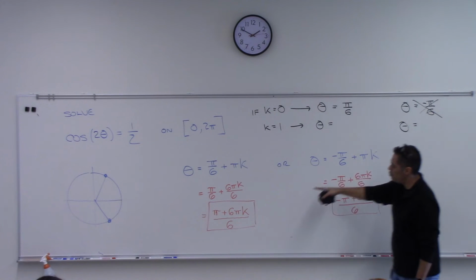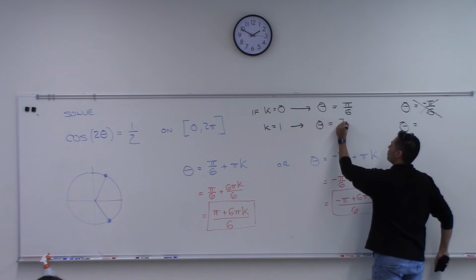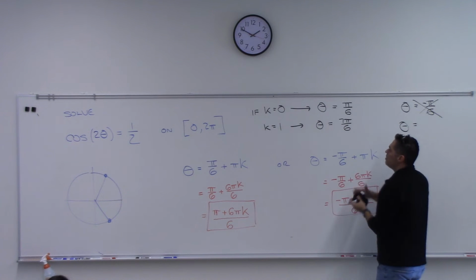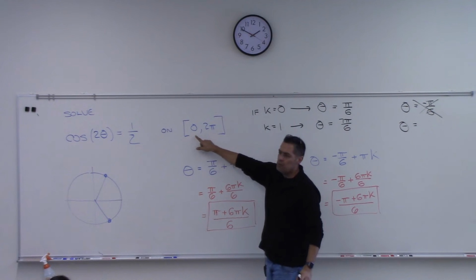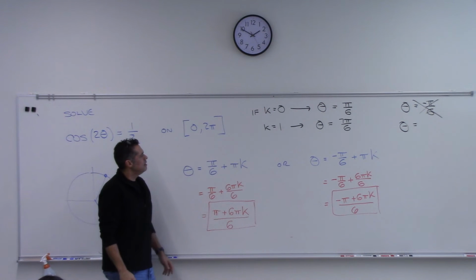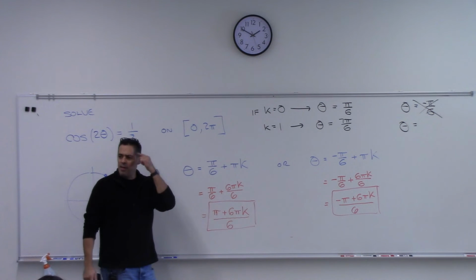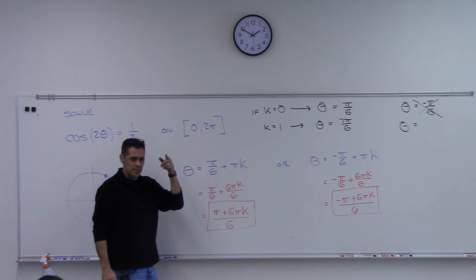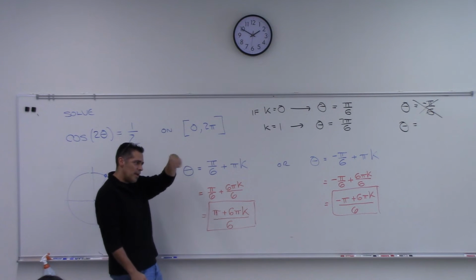Right, so k is 1. What did we get there? 7 pi over 6? Is 7 pi over 6 in this interval? How can you tell that that's in there? 7 pi over 6 should be a common angle, right? Yes? It's one of our common angles.